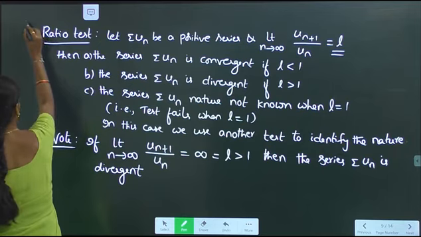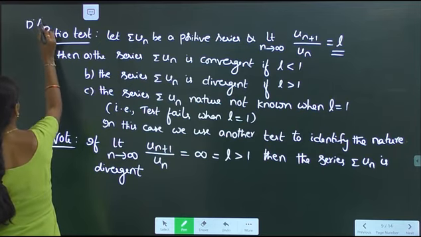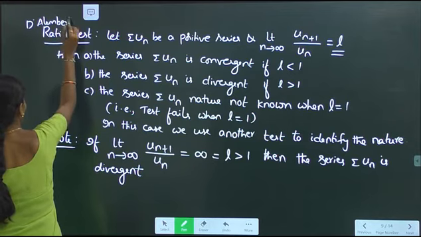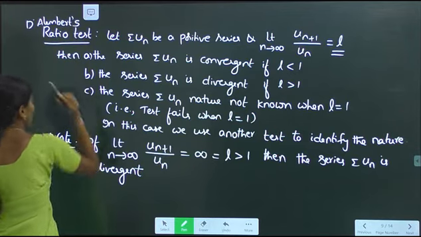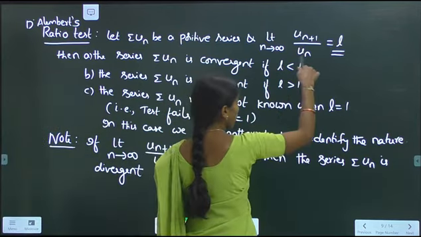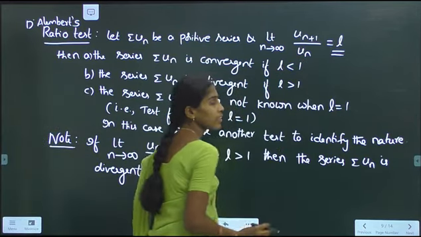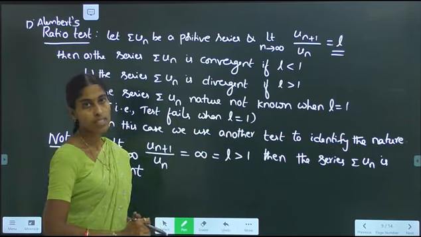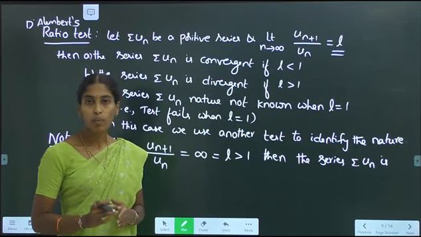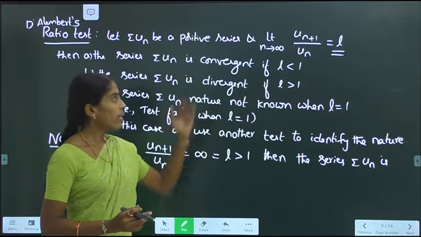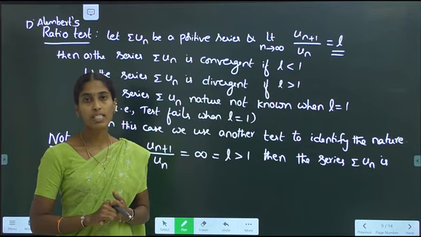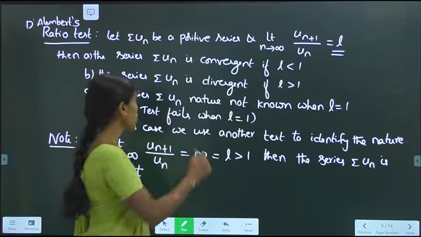So this is the ratio test. The other name is D'Alembert's ratio test. Here we are using the ratio of the n plus 1th term and the nth term, so we are calling it the ratio test. Generally, the ratio test is applicable if, when we divide un plus 1 and un, some of the terms get cancelled. In that case, we use the ratio test.